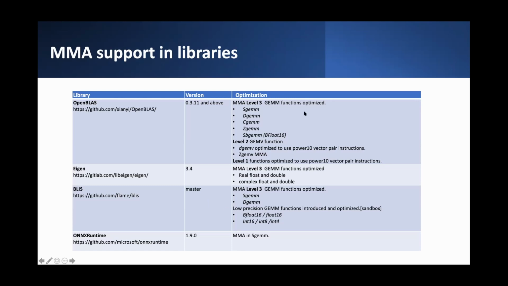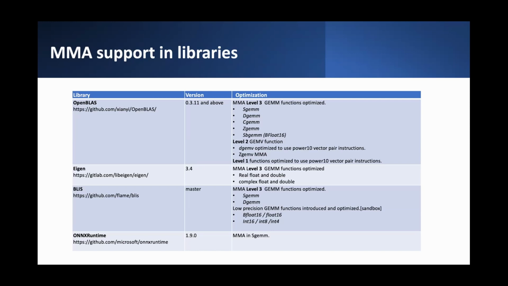So there are level 1, 2, 3 functions in OpenBLAS. We have optimized all the GEMM with MMA in OpenBLAS. And on level 2, we try to use MMA for some of the GEMV functions as well. And today the GEMV in OpenBLAS also uses MMA functionality. And other than that, Power10 vector pair instructions, load and store vector pair instructions, are also used on some of these functions.